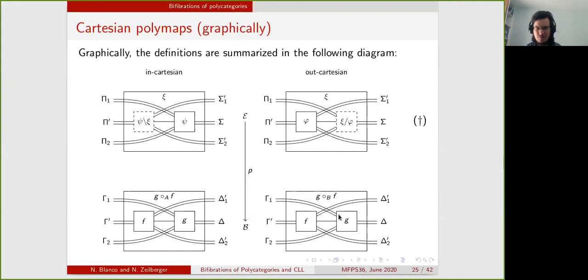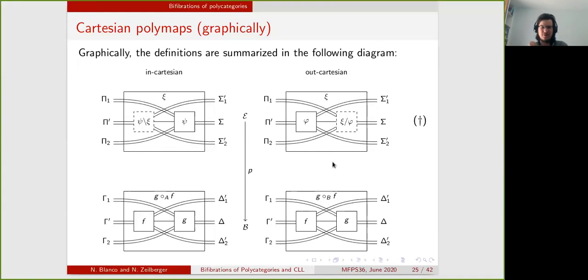So if it lies over a composition, then it's a composition, basically. And the same is true for in Cartesian with respect to one specific input. So if something lies over a composition by the image of this input, so along the image of this input, then it will be a composition along this input.